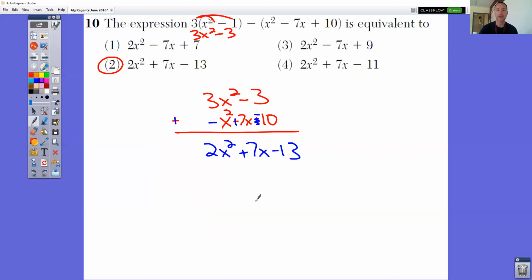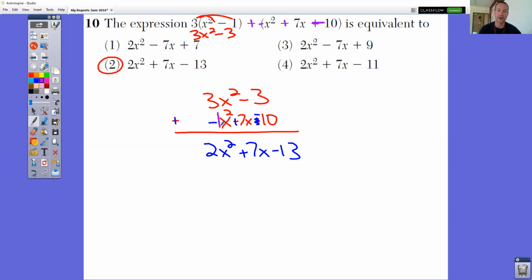In question number 10, you need to do the distributive property first. All right, so multiply the number outside by the 2 things inside to get 3x squared minus 3. Now we're subtracting the 2 polynomials. We have a binomial minus a trinomial. Anytime that you have these type of questions, I like to change the subtracting question into an adding question. So we're going to change our minus sign to a plus sign and change all the signs in that second term. So then we want to line them up.